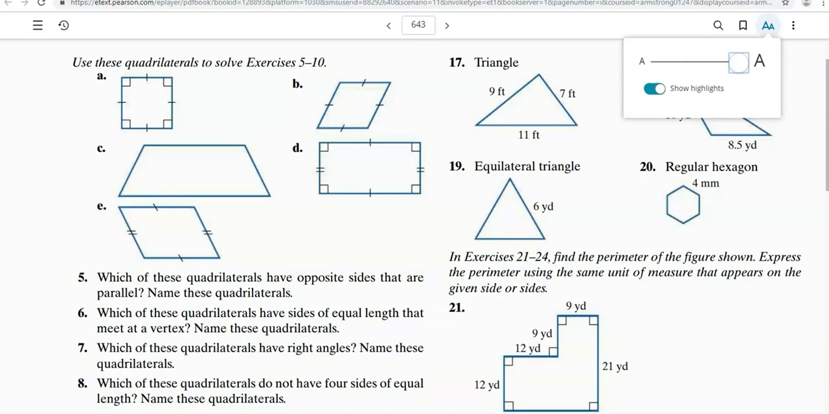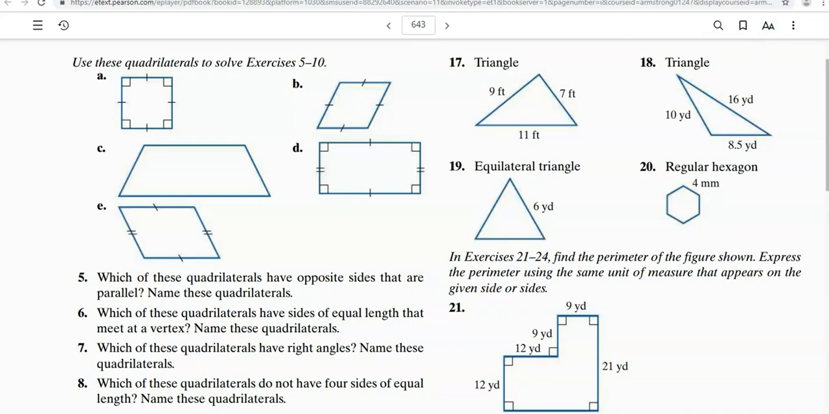They're just basically giving you these shapes, and they want to know which ones have these properties that we just talked about. So like number 7, which of these quadrilaterals have right angles? Well, that would be the square and the rectangle. So that's what you're doing with quadrilaterals. Again, very, very surface-based. Know those basic properties.